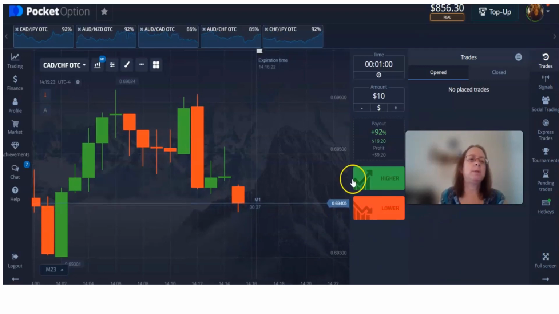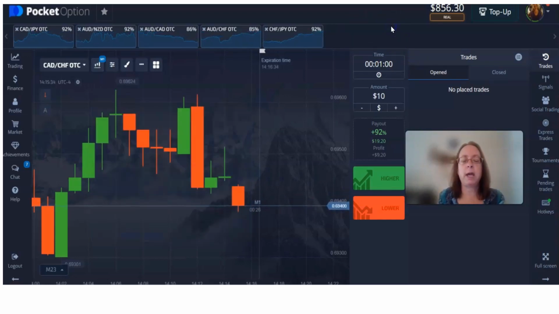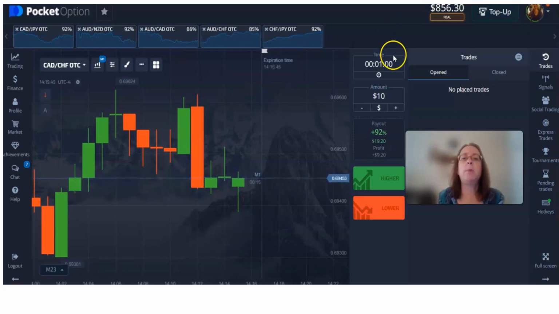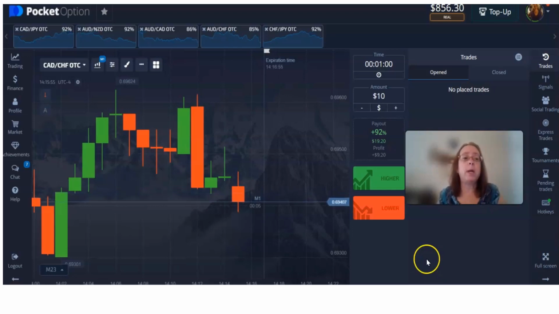So the first thing you're going to want to make sure of is that for this strategy, I use 1 minute candles as well as a 1 minute trade time. Trade time is totally up to you. If you're used to trading a longer trade time, that is totally up to you. Just make sure that, with any strategy, you do it in a demo first before you start using it in your regular account and risking real money.